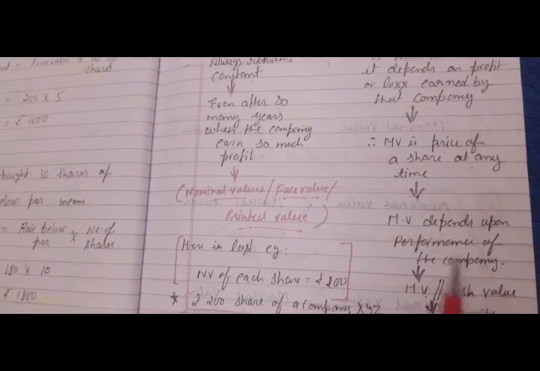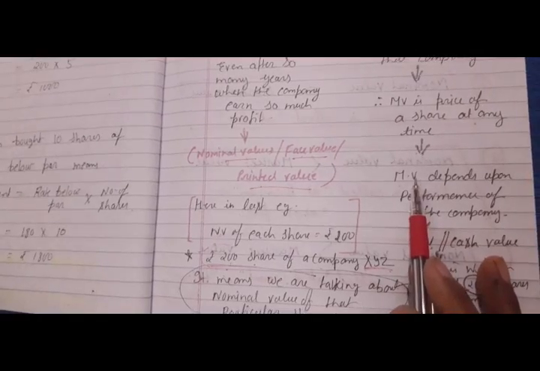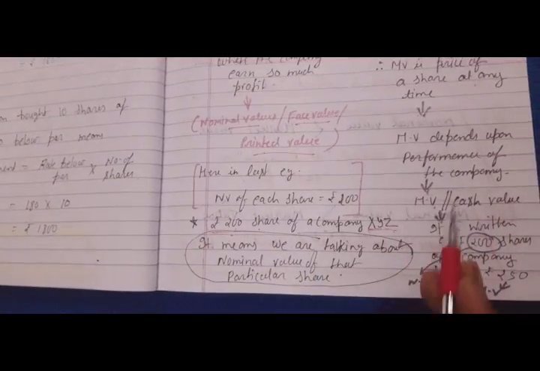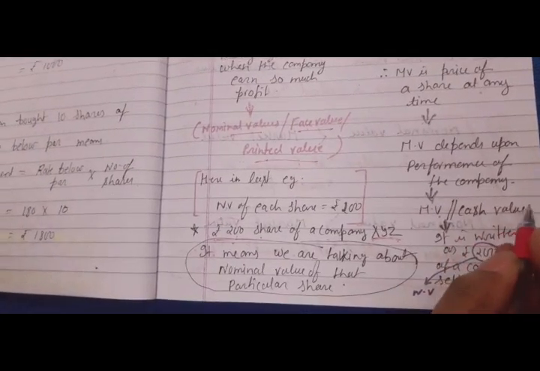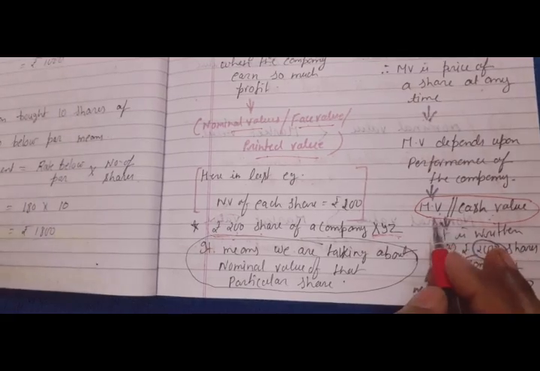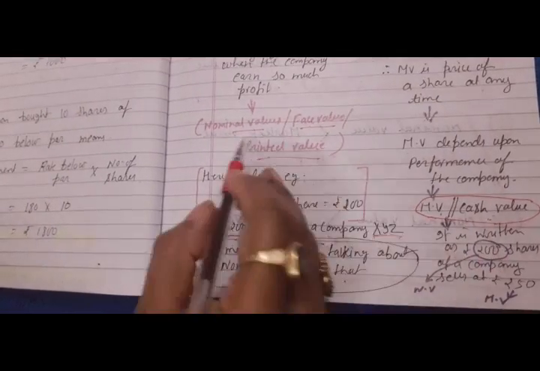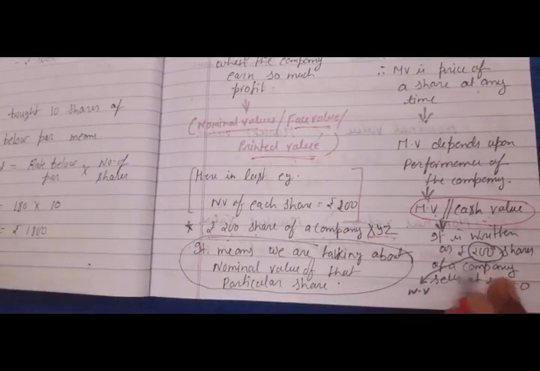It keeps changing. It depends upon the performance of the company. If it is in profit, then market value will rise up. If it is in loss, then market value will fall, at low cost. So market value is also denoted as cash value. This is another name of market value. Market value, cash value, it changes. And nominal value, face value, printed value, these are all the same.